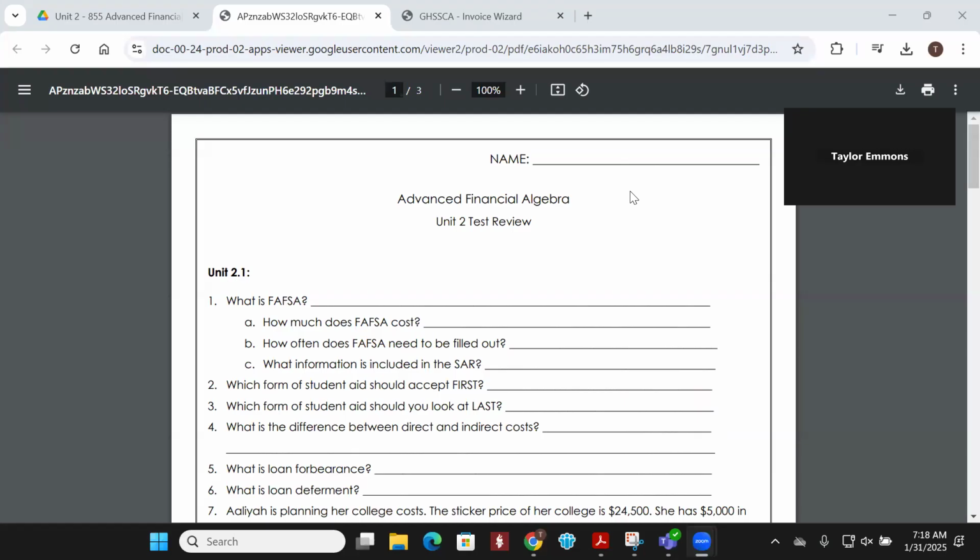You definitely need to know what a FAFSA is. Like, that's going to be the question on there. What does that stand for? Free Application for Financial Student Aid.